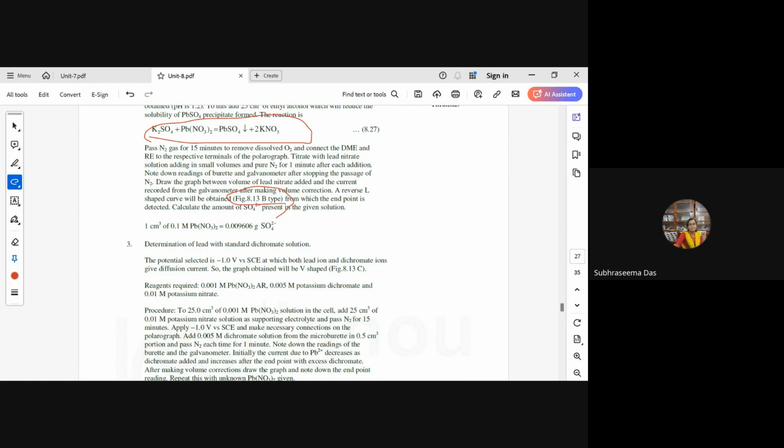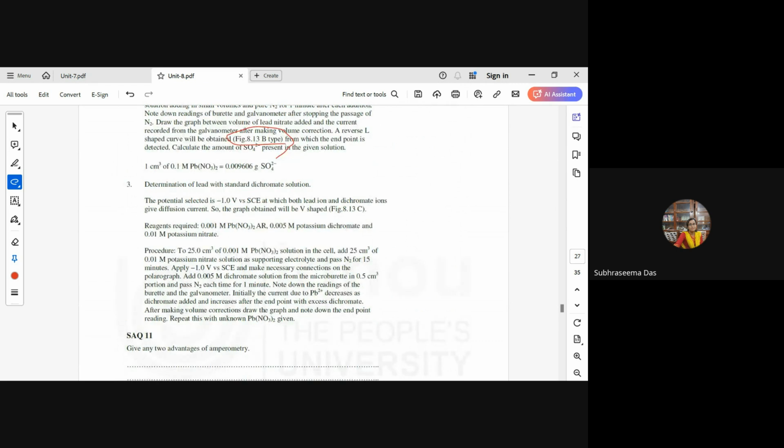Then coming to the determination of lead with standard potassium dichromate solution. The potential selected here is minus 1.0 volt versus the standard calomel electrode, at which both the lead ions and dichromate ions give a diffusion current. So the graph obtained will be V-shaped, as shown previously in figure 8.13c. For this, the reagents required are 0.001 molar lead nitrate of analytical grade, 0.005 molar potassium dichromate, and 0.01 molar potassium nitrate.